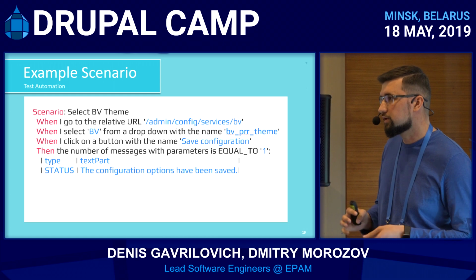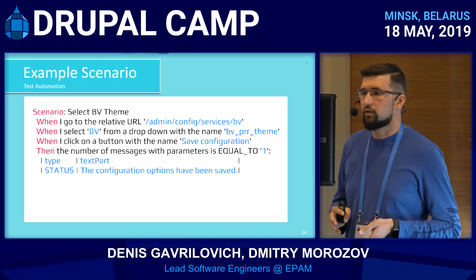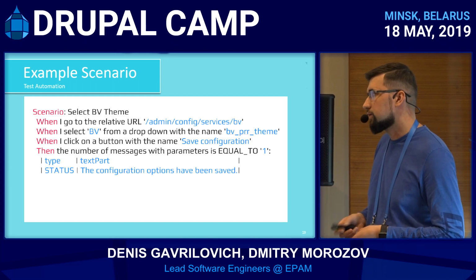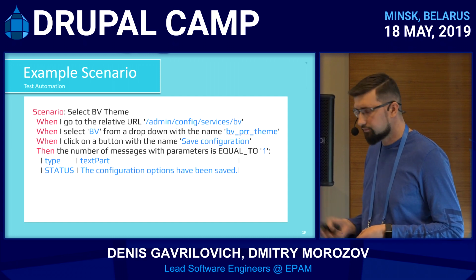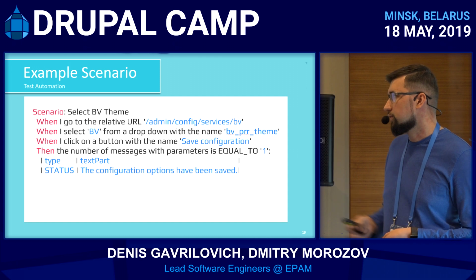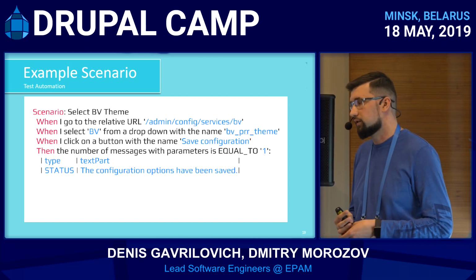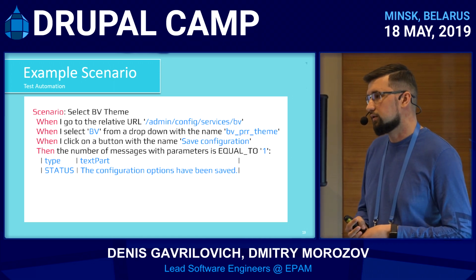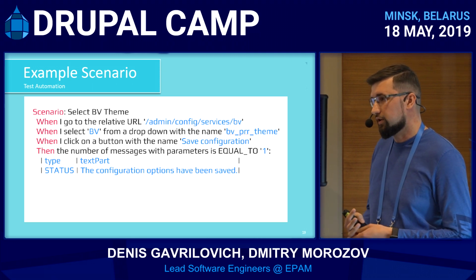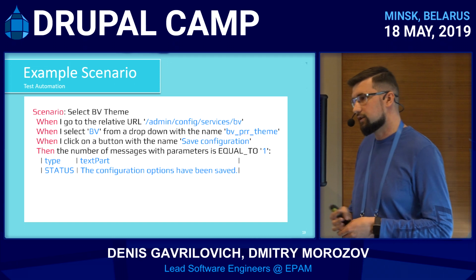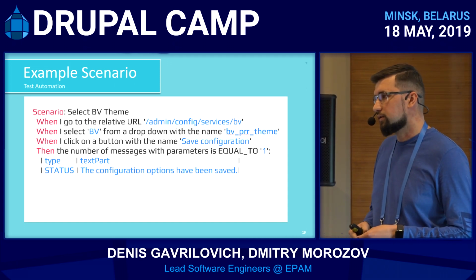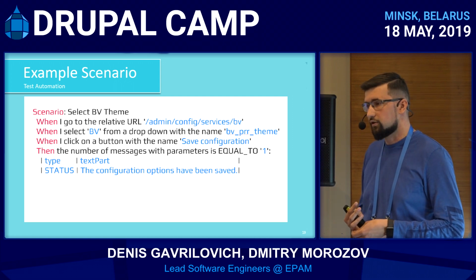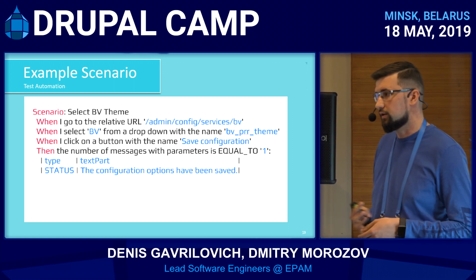Gherkin is a business-readable, human-readable, domain-specific language developed specially to describe behavior. I will show you a small example of a test scenario. In the first step, we ask automation to go to some page. After that, choose something in a dropdown, click the save button, and after that, check that we have some message. This is a pretty simple example. It can be extended, and as you can see, QA engineers are able to write such test scenarios, and it helps us optimize testing efforts.